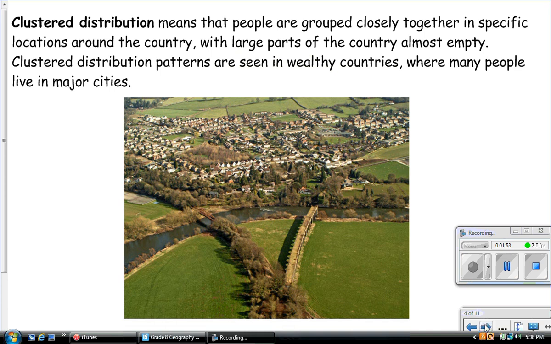Clustered distribution means that people are grouped closely together in specific locations around the country, with large parts of the country almost empty. Clustered distribution patterns are seen in wealthy countries where many people live in major cities. So just to point out here, you see all these houses constructed very close to each other, and yet here we see entirely open green spaces.